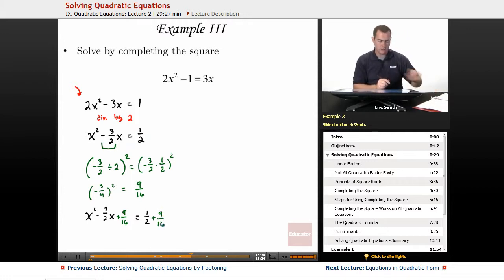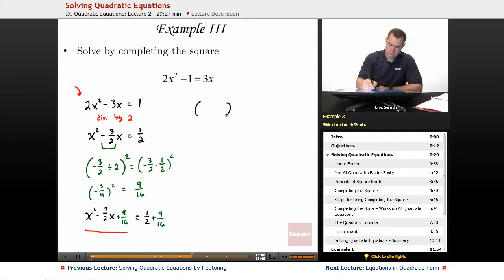Okay, it's looking good. Now that we've gotten to this stage, the left side over here should factor nicely. Again, you could use the method of reverse FOIL to help you out. You know that your first terms will be x, and two things that would multiply to give you a 9 would be a 3, and two things that would multiply to give you 16 would be 4. Both of these must be negative since our middle term is negative.